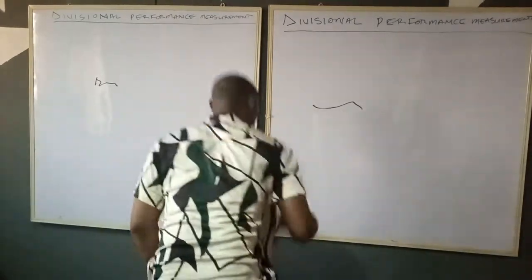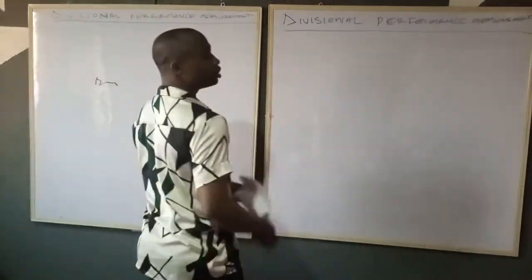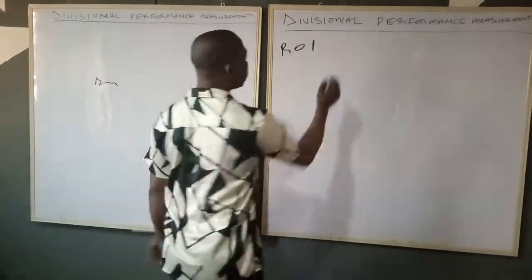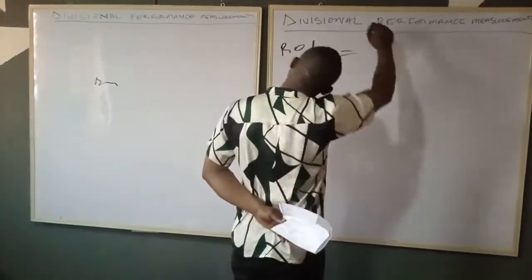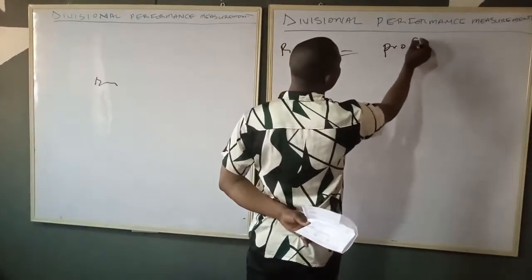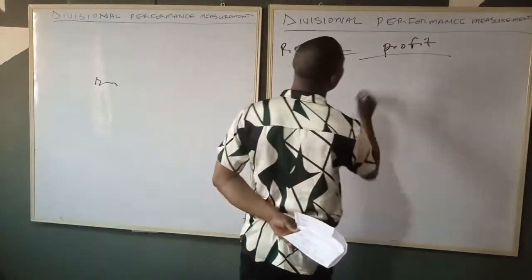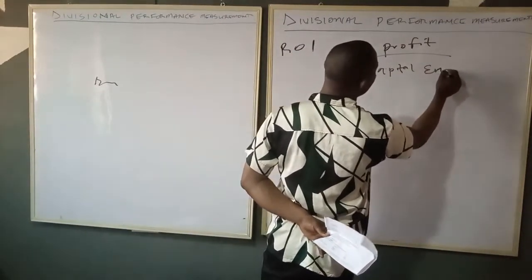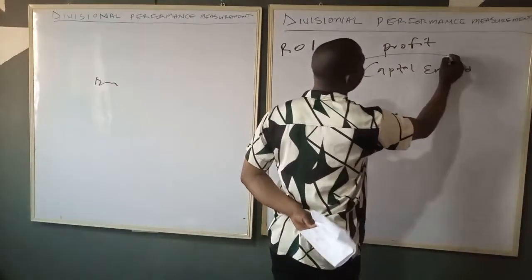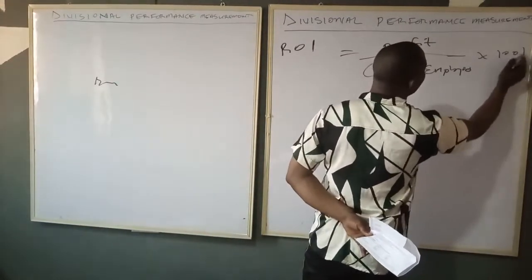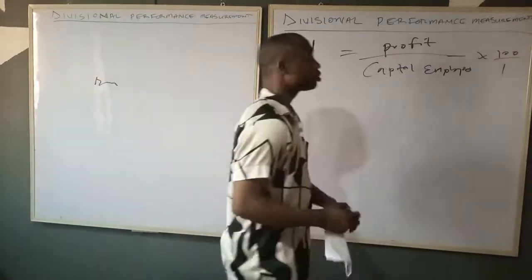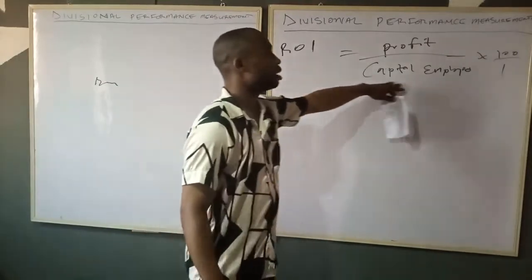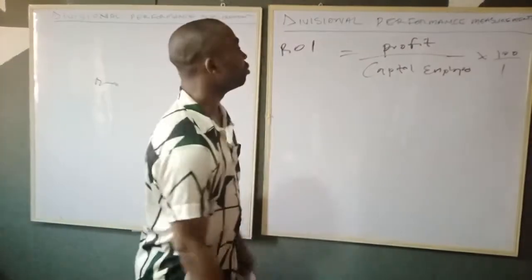When they say we should compute return on investment, simple. The formula for return on investment is equal to profit over capital employed, times 100 over 1. This is the formula to compute our return on investment: profit divided by capital employed multiplied by 100 over 1.